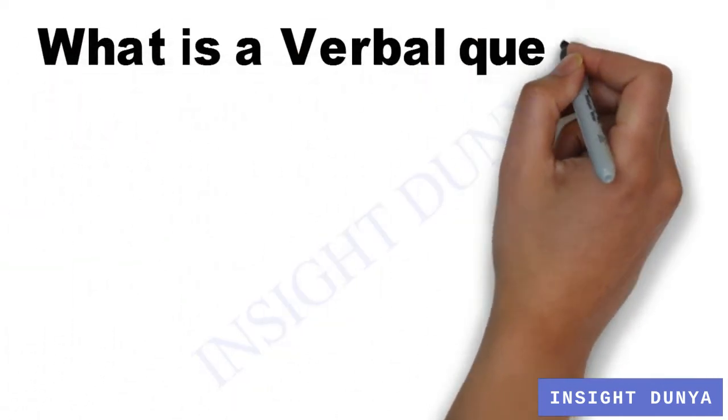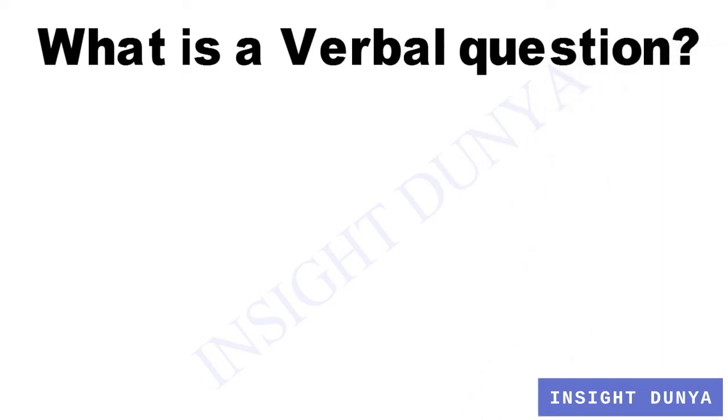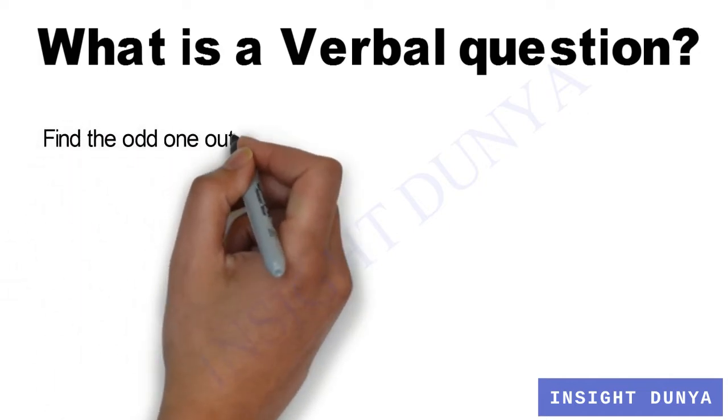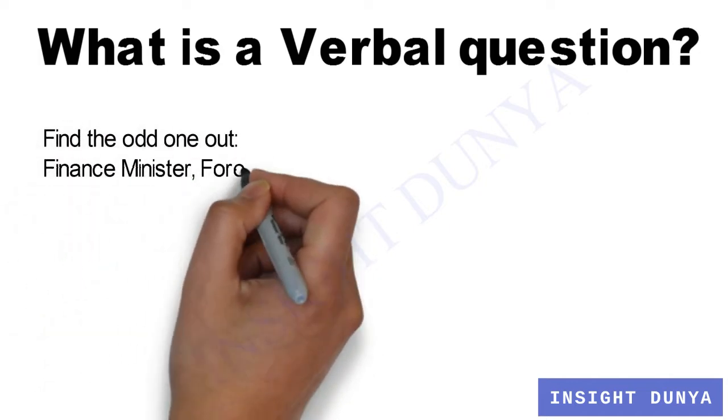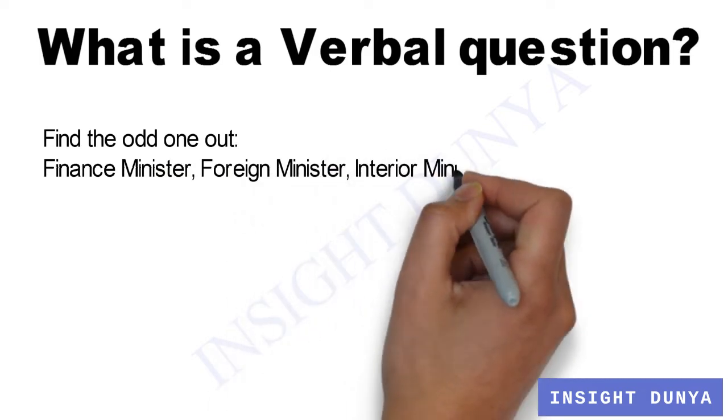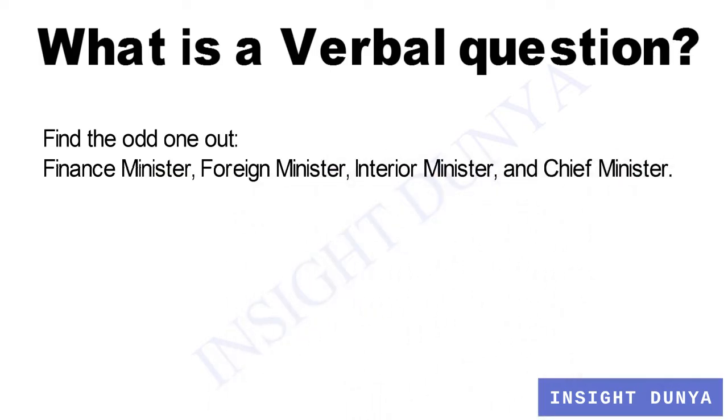Simply speaking, verbal questions deal in words or sentences. In other words, verbal questions are not expressed in figures, shapes, or diagrams. Let's take a look at an example. Here is the example. Find the odd man out. Chief Minister, Finance Minister, Interior Minister, Foreign Minister.